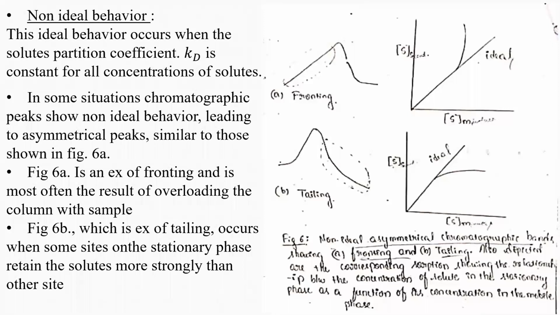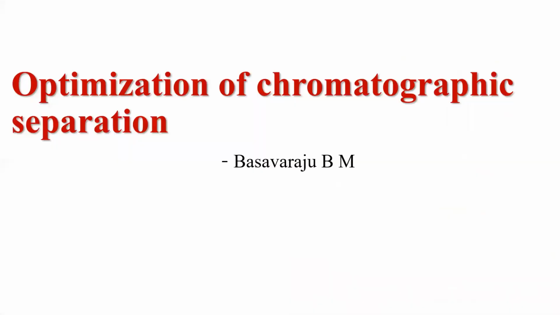Fronting means a tail at the beginning of the chromatographic peak, usually due to injecting too much sample. And tailing means a tail at the end of the chromatographic peak, usually due to the presence of highly active sites in the stationary phase. Figure 6a.